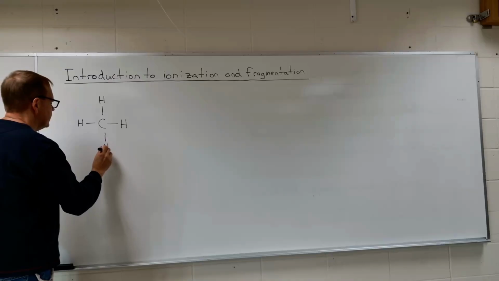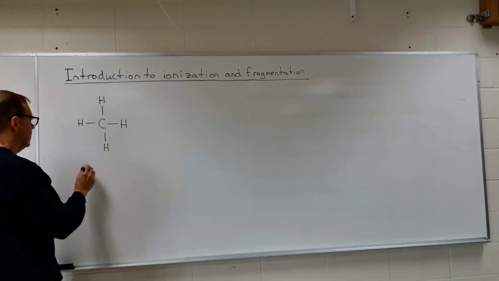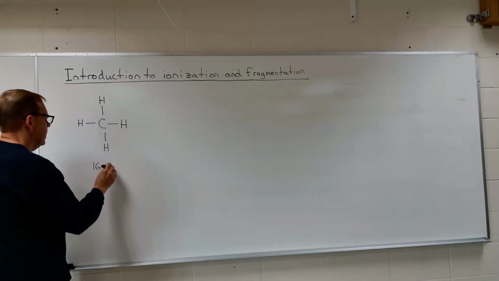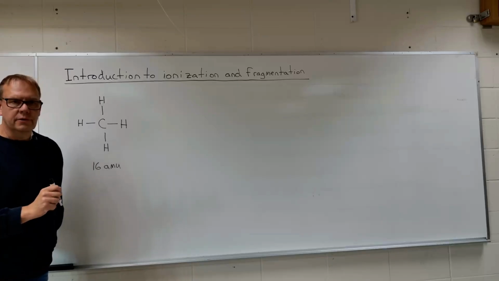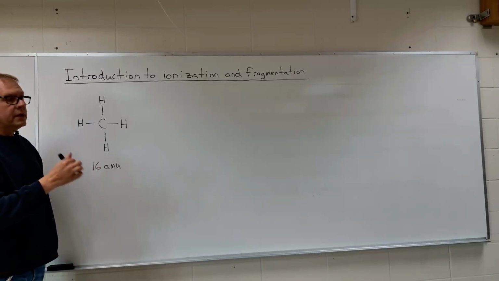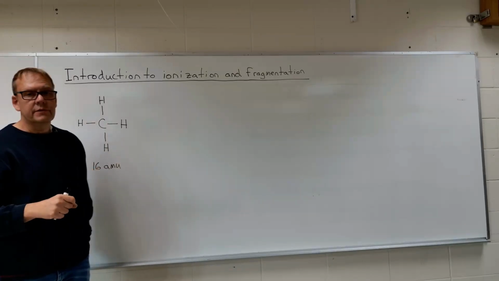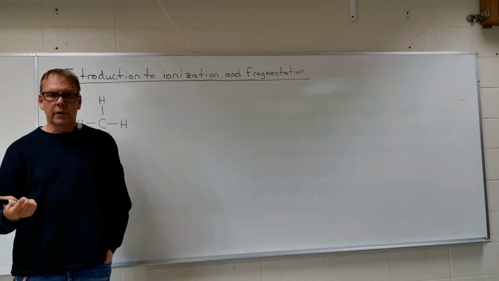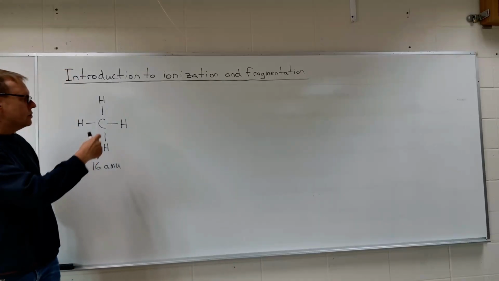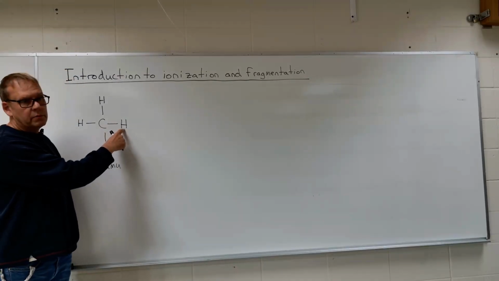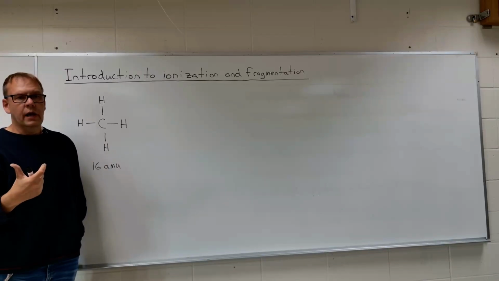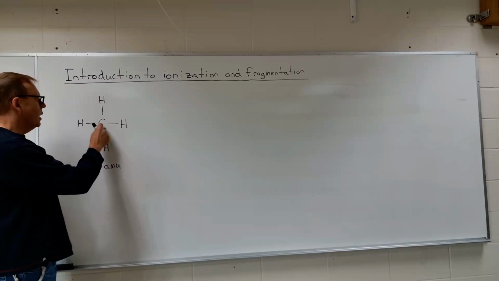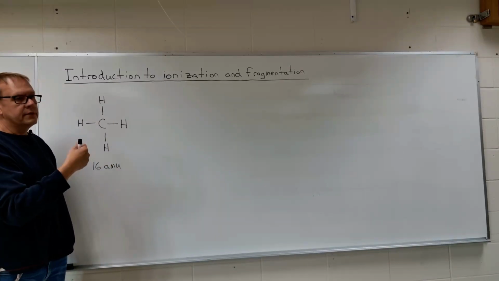This molecule has a mass of 16 AMUs, or atomic mass units. I get that from considering carbon to be 12, because 12 is the most common isotope of carbon. Also considering hydrogen to be mass of 1, because 1 is by far the most common isotope of hydrogen. So you add 12 and 4 hydrogens and you get 16.